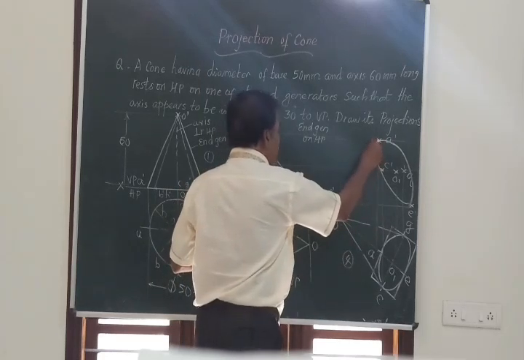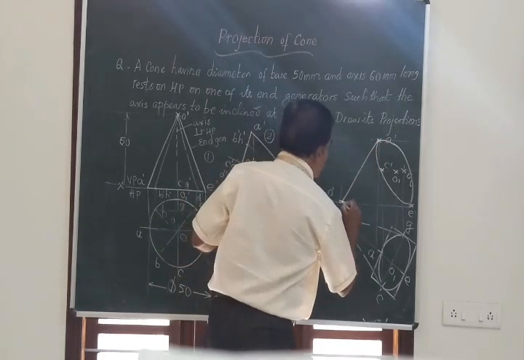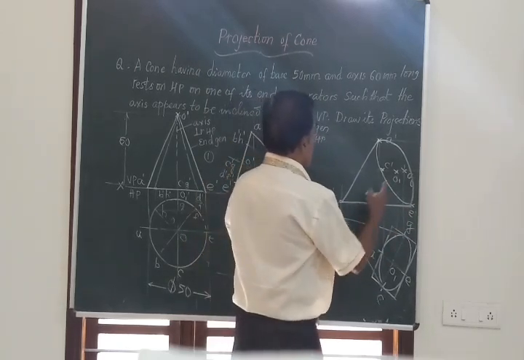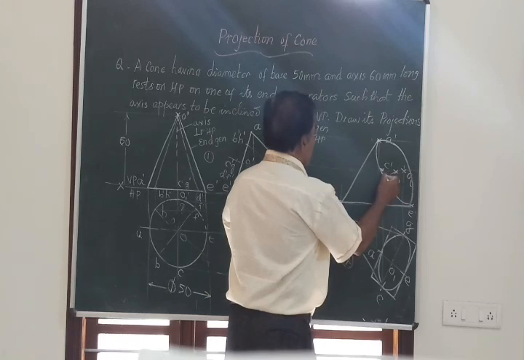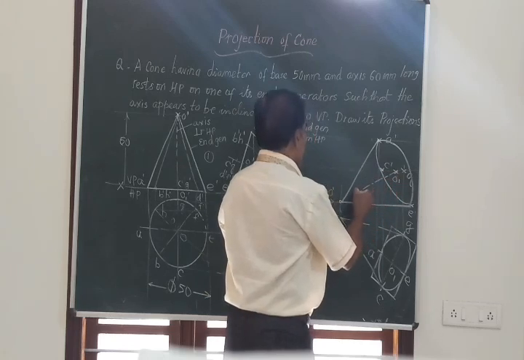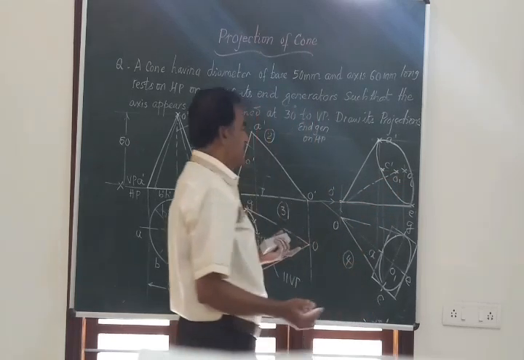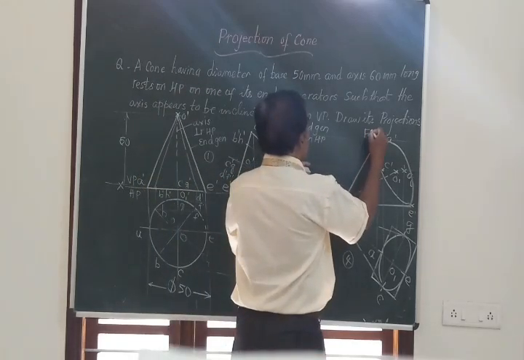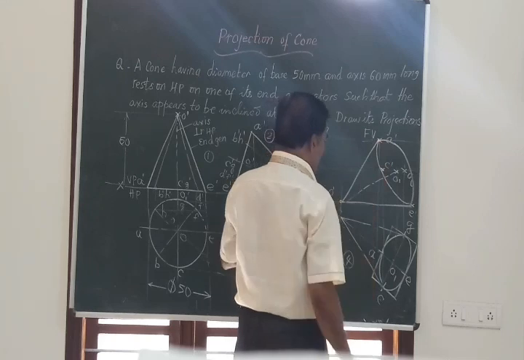So draw a tangent to this curve. Another tangent will lie here. Now join O dash and O1 dash, which represent the axis, dash dot, etc. Friends, you can see this figure in the front view represents CFV and this is the top view.